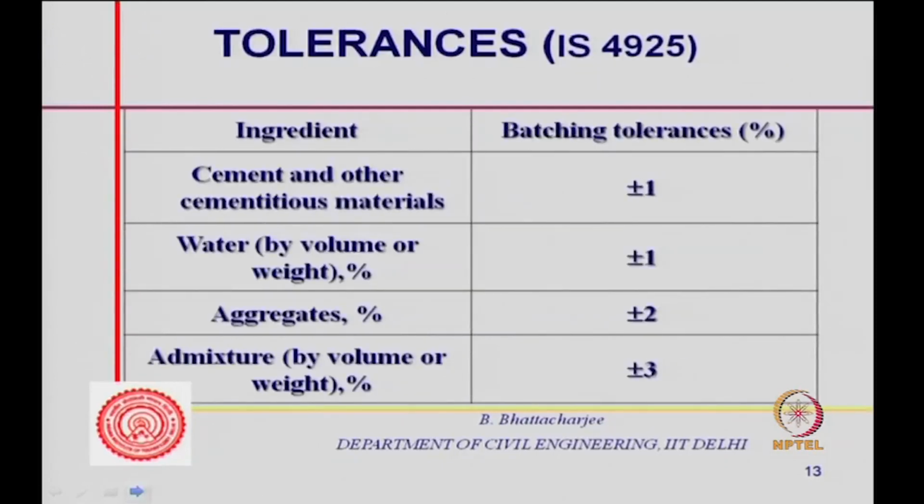IS 4925 gives you batching tolerances. Many codes or guidelines give you batching tolerances in an elaborate manner, but this is for the Indian standard. Cement and other cementitious material, it is plus minus 1%. Batching tolerances, like the tolerance in the measuring system, how much error it can have, is linked to the accuracy that we talked about. Water by volume or weight is plus minus 1%, aggregate plus minus 2%, admixtures plus minus 3%.